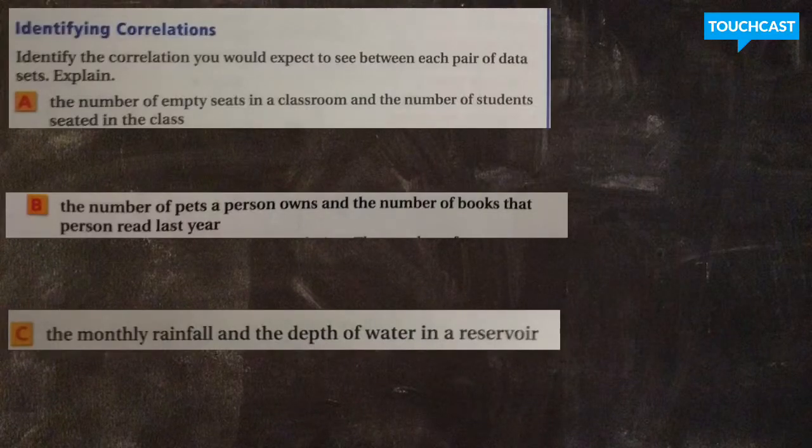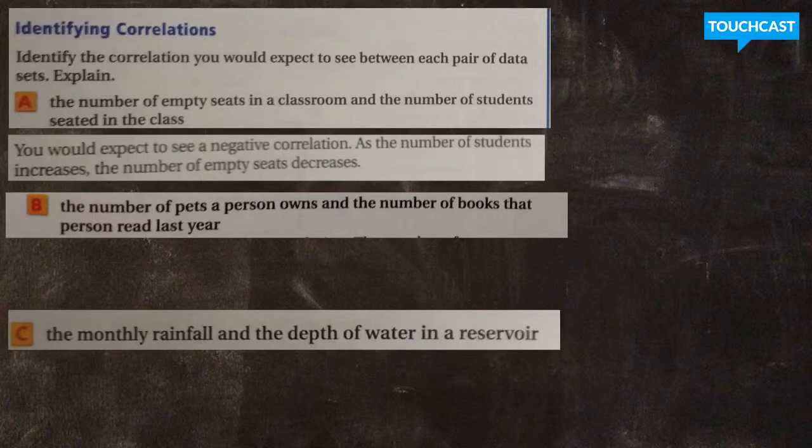Okay, so we also need to be able to identify correlations from sentences or situations. So we need to identify the correlation we would expect to see between each pair of data sets and then explain why we think that. So A, the number of empty seats in a classroom and the number of students seated in the class.